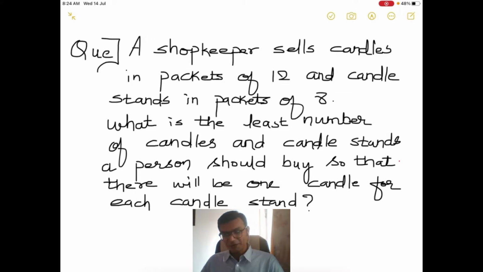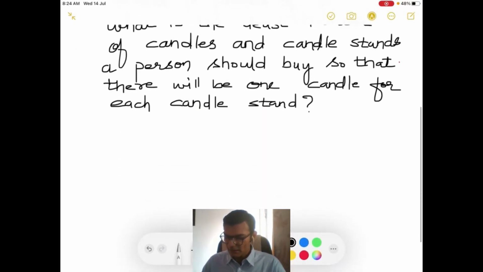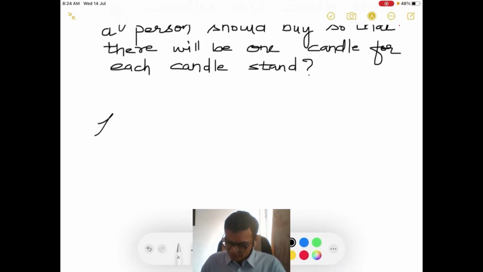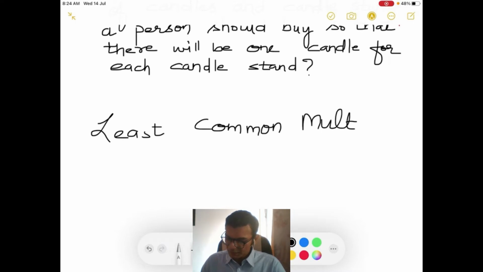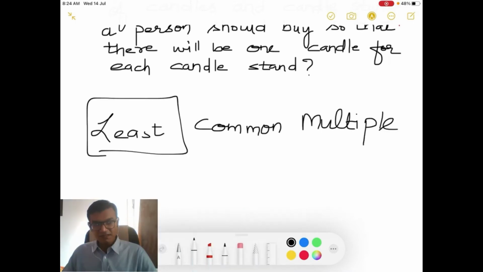Okay, so when to find LCM or HCF, how to decide that? For that, I have a hint. Let's look at the word LCM, the least common multiple, right? The word you have to focus on is least. The given hint in this is least.